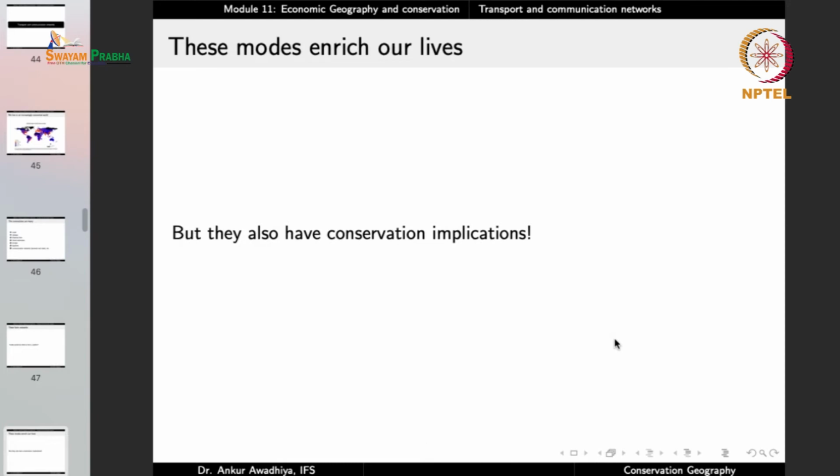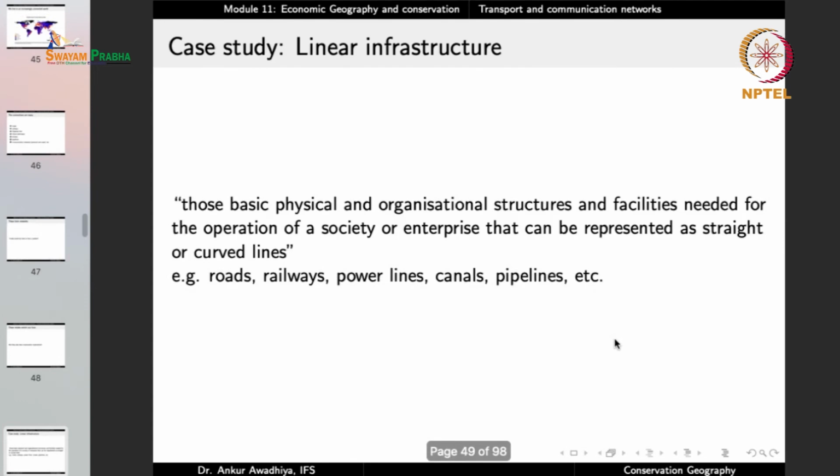And these modes are enriching our lives, but they are also having conservation implications. In this case, we looked at the case study of linear infrastructure.